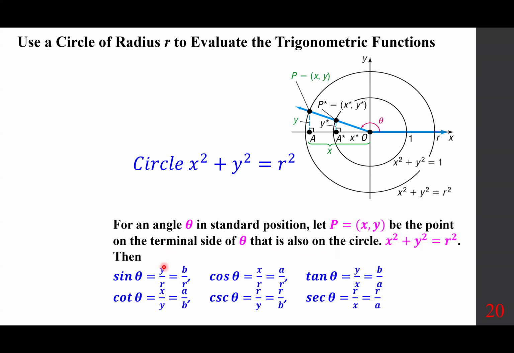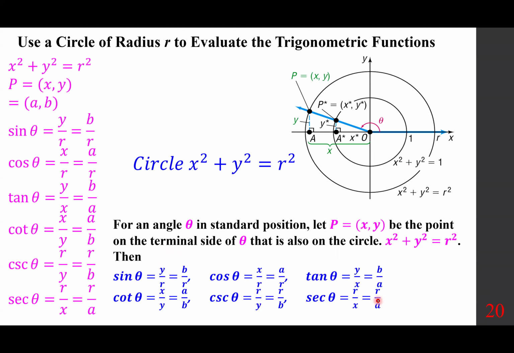Then sine is y over r. Previously it was the same thing, but r was 1, everybody. Normally we go with a comma b, so y is b, and cosine is x over r or a over r. Tangent is y over x as before, and the rest of them go with the reciprocals. So when x squared plus y squared equals r squared, the point has coordinates x comma y or a comma b. Sine is y over r, cosine is x over r, and the rest I would go with tangent being sine over cosine and so forth.